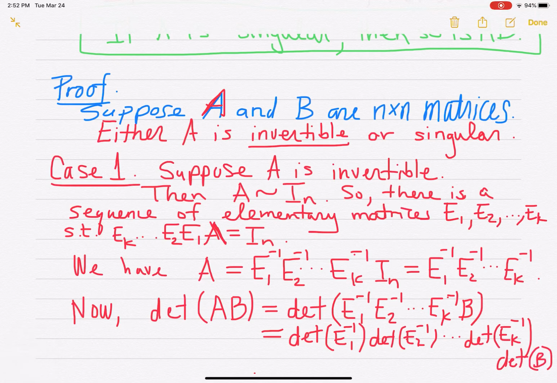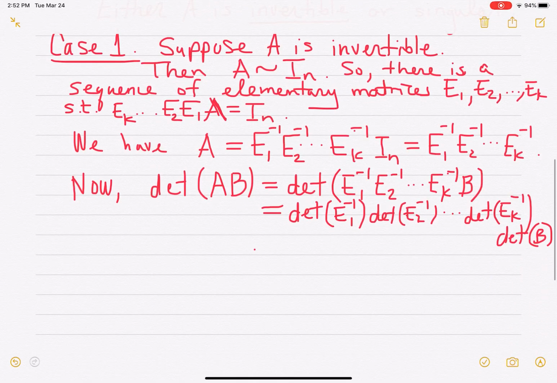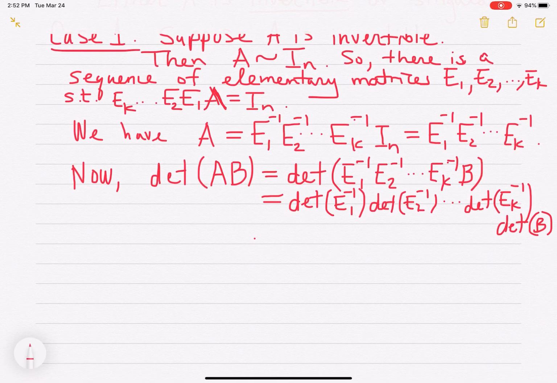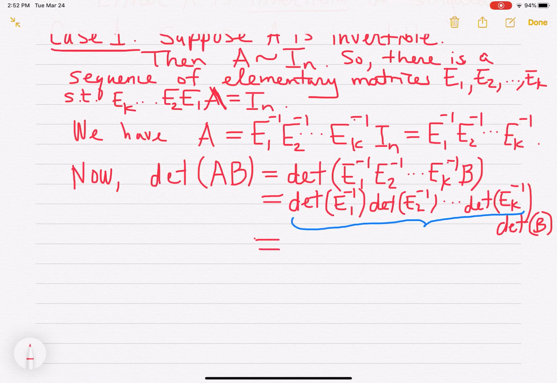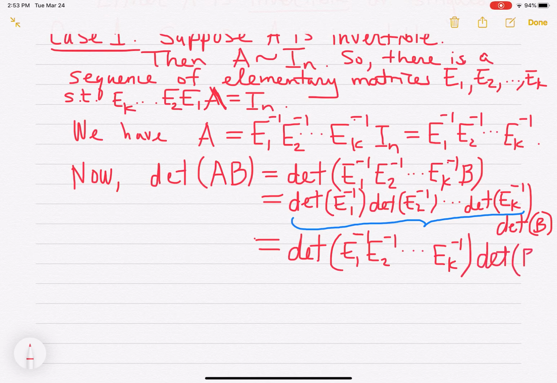Okay, let's scroll. Now, those determinants of those elementary matrices, we can actually use the multiplicative property again for elementary matrices, and we can put them back together into one matrix. Let's say E1 inverse, E2 inverse, EK inverse. So you can put them back together because we have the multiplicative property for elementary matrices.